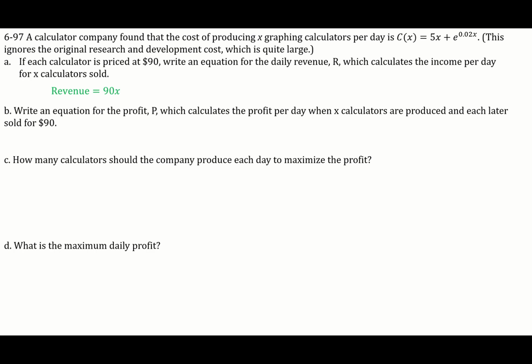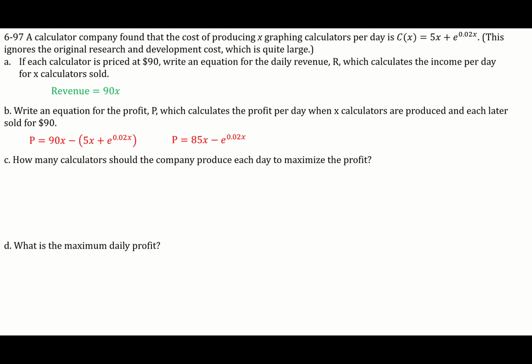And now for part B, we're trying to figure out what is the profit. So the profit is going to be 90X, which is the revenue, minus the cost of producing the graphing calculators. So we end up with 90X minus C of X. And go ahead and simplify this a little bit. You get 85X minus e to the 0.02x.